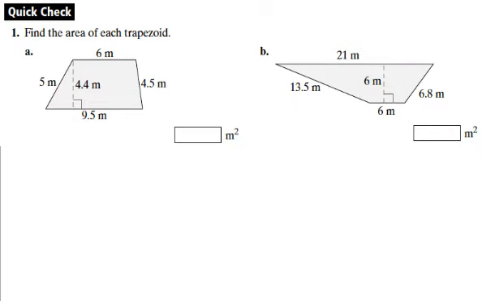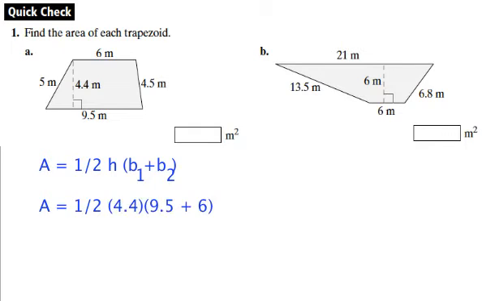For 1a, find the area of each trapezoid. Start with the formula A equals 1/2 height times the quantity B1 plus B2. Fill in what we know. The height is 4.4, the bases are 9.5 and 6. So we have A equals 1/2 times 4.4 times 9.5 plus 6. Go ahead and add 9.5 and 6 and we get 15.5. So we have A equals 1/2 times 4.4 times 15.5. When we do all of that multiplication, we get 34.1. So the area is 34.1 meters squared.